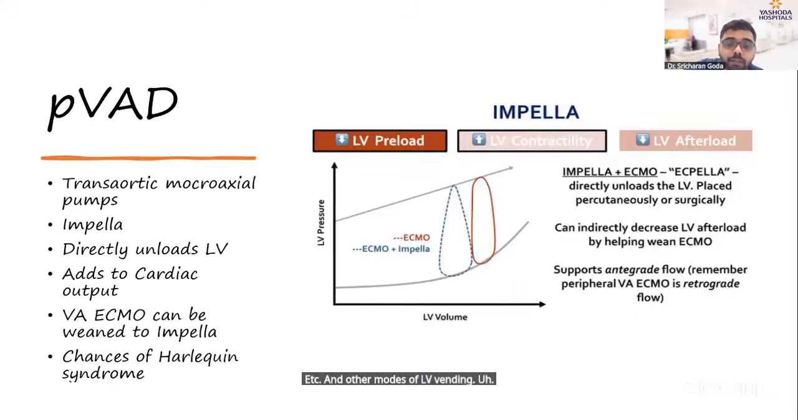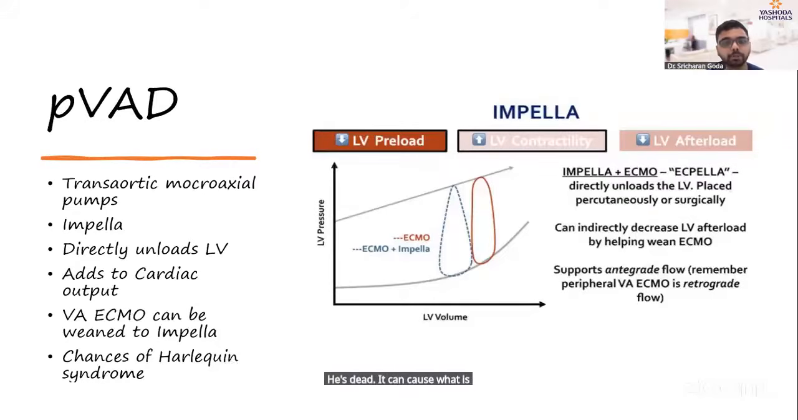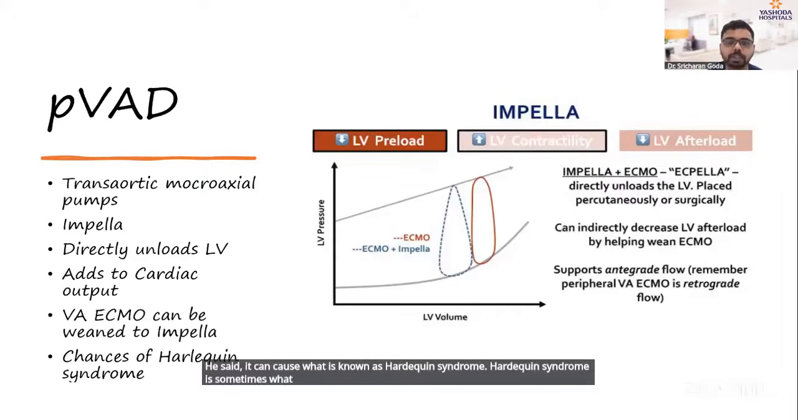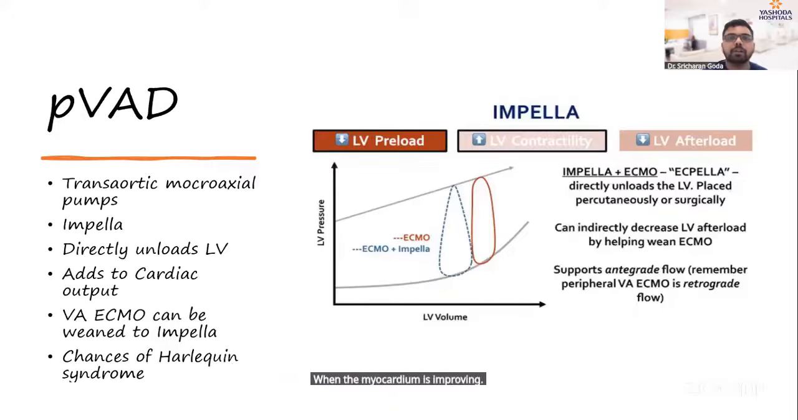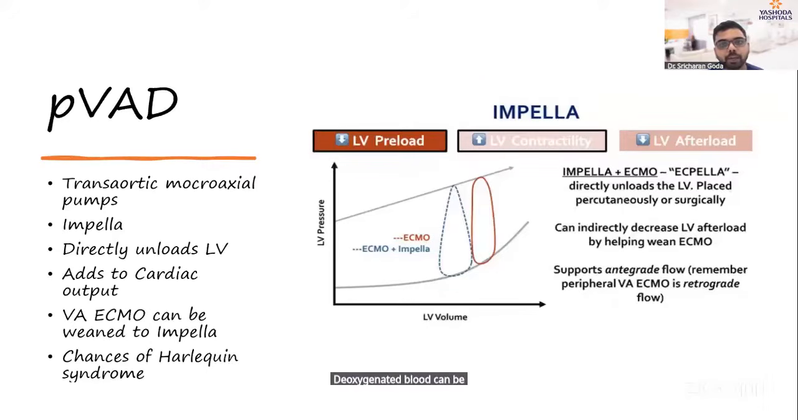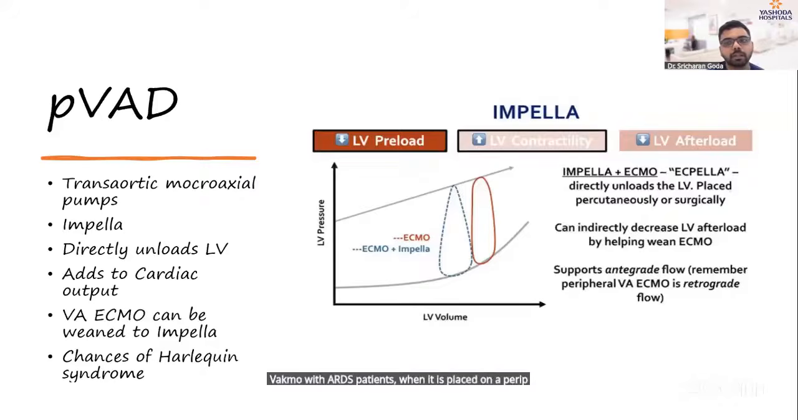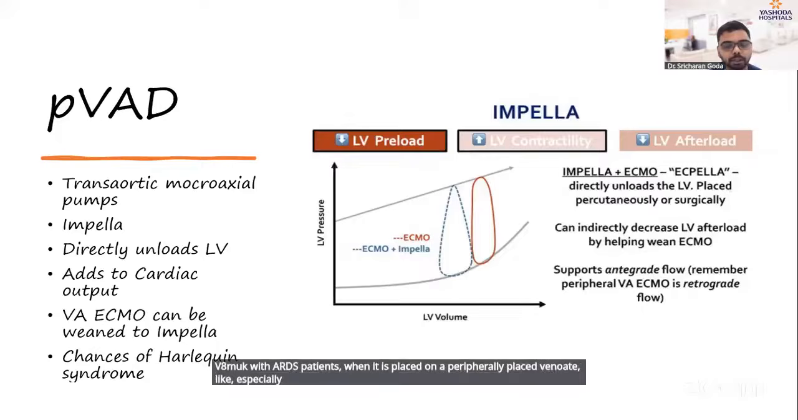But what we have to remember, or what is the special consideration when we are talking about Impella and ECMO, or ECPella as they call it, is that it can cause what is known as Harlequin syndrome. Harlequin syndrome is sometimes what we see in a VA ECMO patient who has got bad lungs. When the myocardium is improving, the LV receives blood from the pulmonary circulation which is not oxygenated, and this deoxygenated blood can be ejected out into the aorta, and the brain and the upper half of the body can receive deoxygenated blood, which we see in VA ECMO with ARDS patients when it is placed on a peripherally placed veno-arterial ECMO, especially the femorofemoral ECMO configuration.